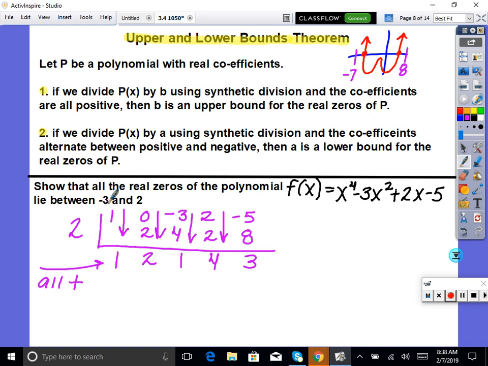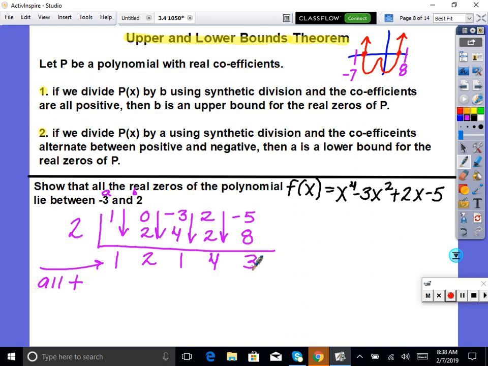So if we take p of x and divide it by a, from a to b, our interval from a to b, using synthetic division, and the coefficients alternate between positive and negative, then a is considered a lower bound for the real zeros of p. So what happens with an upper bound? They all need to be positive. What happens with a lower bound? They need to bounce, alternate.